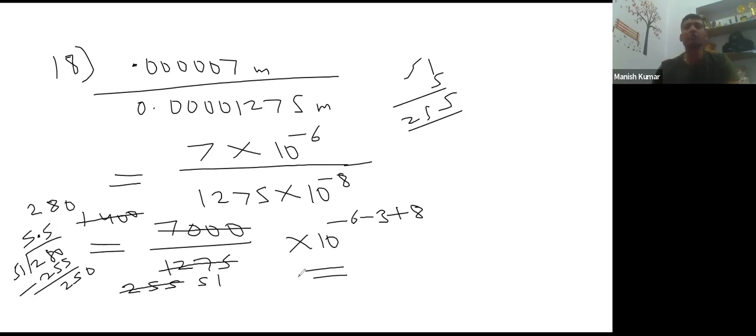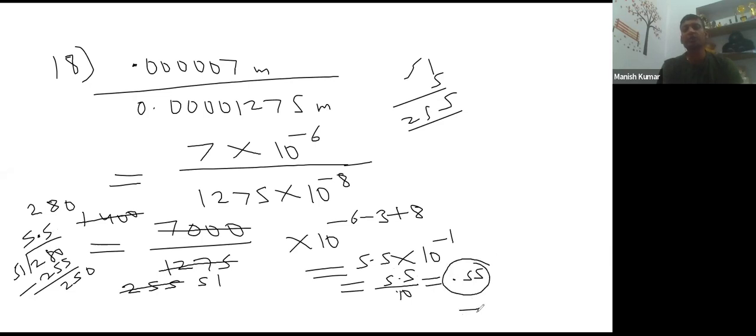Because 255 was there. Okay. So here we are getting 5.5 into 10 to the power how much? 8 minus 9. 8 minus 9 means minus 1, equal to 5.5 divided by 10. Or we can write it as 0.55, which is approximately equal to what? Half, because it is 55 by 100 or 50 by 100 approximately, isn't it?